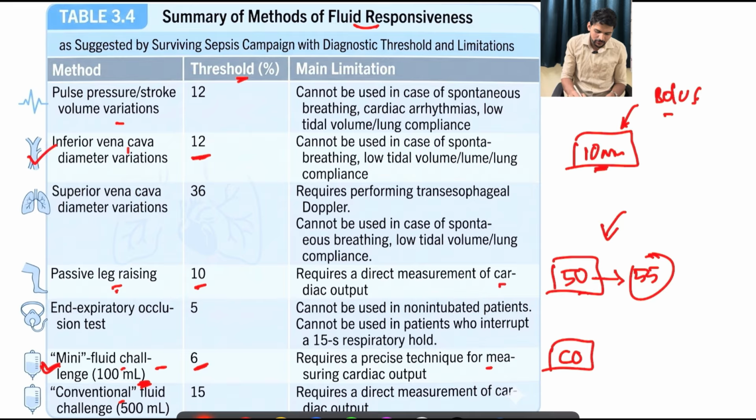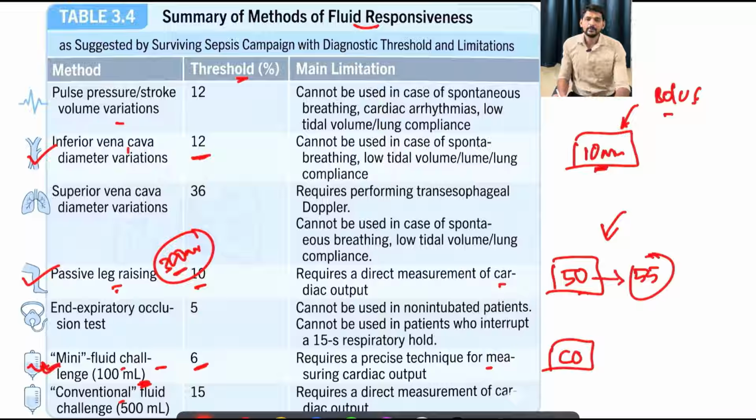So we can utilize IVC collapsibility, we can utilize passive leg raising, we can utilize the mini fluid challenge test. We know that in passive leg raise, it is nothing but supplementing about 300 ml of whatever fluid is there in the lower limbs to the heart. So it is nothing but giving an extra 300 ml of fluid, but it will be reversible. Once the legs are kept in supine position, whatever fluid we have given by raising them will be reversed. So we can avoid unnecessary load from external sources.